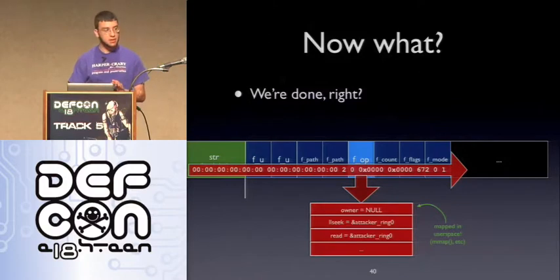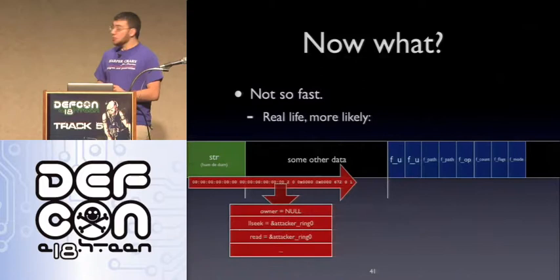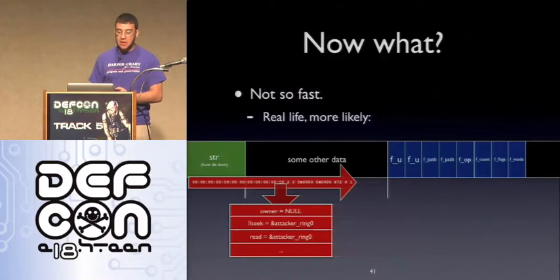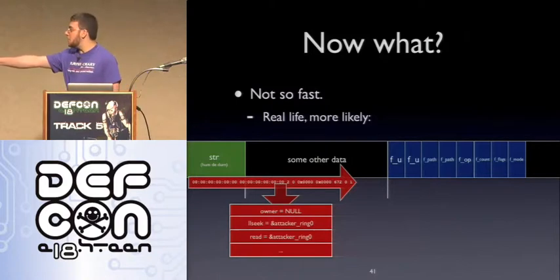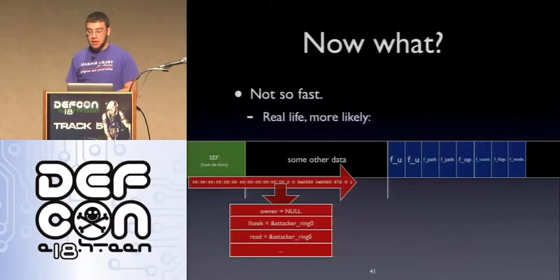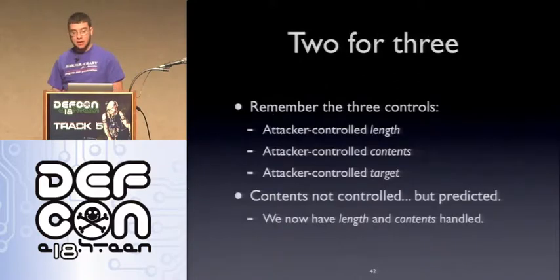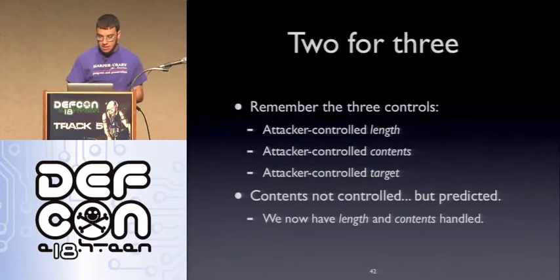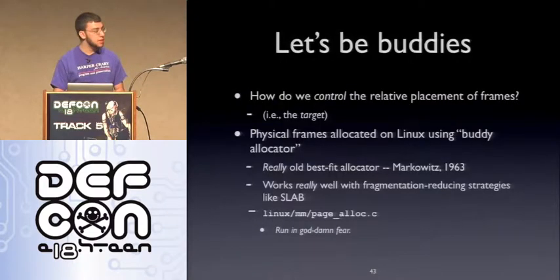We're done, right? Well, not so fast. In reality, it probably looks a little more like that. Maybe there's going to be another frame in the way there. And now, instead of having FOP point to this structure, we have just some random bogus crap pointing to the structure. FOP has not been touched. We haven't won yet. Three controls: length, content, target. Contents aren't controlled, but we've predicted them. We've got length and contents handled. Let's hit up the target.